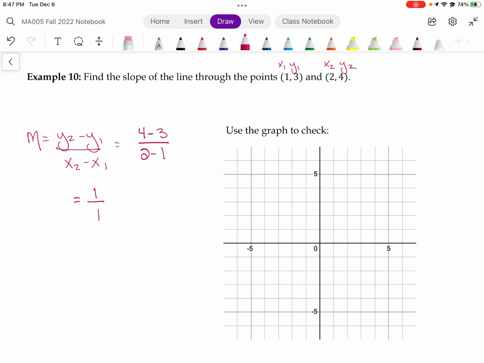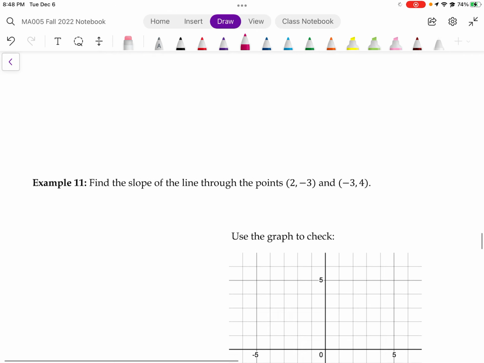So let's check by graphing. The first point is 1, 3 right here. The second point is 2, 4 right here. Our line would look like this. Does that have a slope of 1? Well, yes, I go up 1 over 1. So 1 over 1 is just 1. The slope is 1. So that's our final answer, and the slope of the line is what we're looking for.